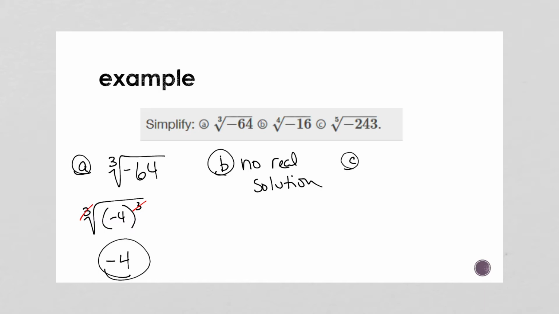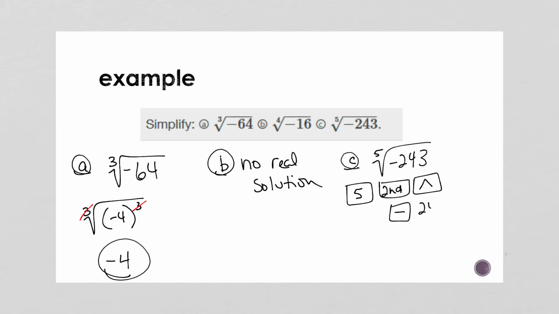Okay. All right, so on part C, we want the fifth root of negative 243. And I don't know that off the top of my head. So I'm grabbing my calculator. I'm going to type in 5. Then I'm going to do my second button. Then I'm going to hit my caret button. Then I'm going to hit negative 243 and then enter. Okay, so let's do that. And I get negative 3.